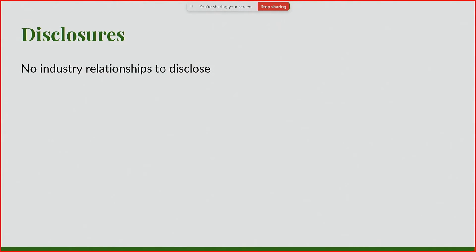So as discussed, we're talking about MRI today and its utility in the diagnosis, surveillance, et cetera, of prostate cancer. I do not have any disclosures industry-wise.